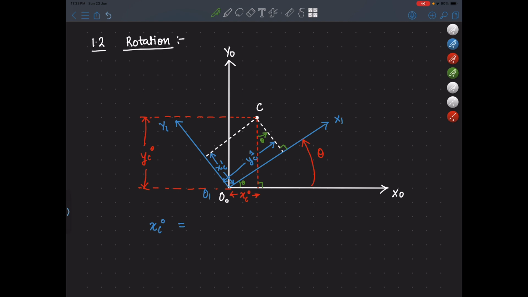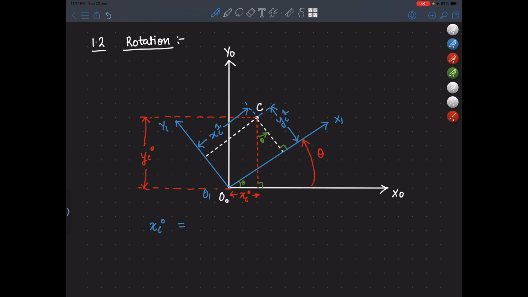Let me just erase this to get a clear picture. I'll draw it on the other side. This is y. Actually, this should be x. This should be yc1. Yeah, I was wrong. And this is xc1. All right. Now, how do we go about calculating xc naught?